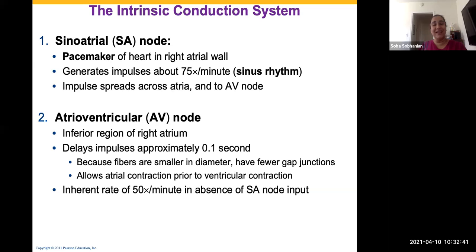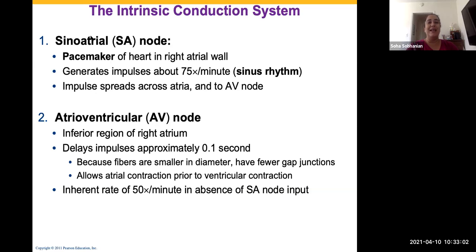Yes, your heart has its own electrical system. That's basically what it means. So your heart has no need from your brain telling it you need to pump, you need to pump, you need to pump. This intrinsic conduction system means it's in the house. Intrinsic means in the house. It's inside the heart itself.